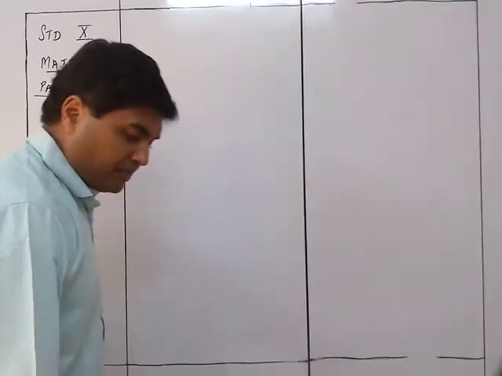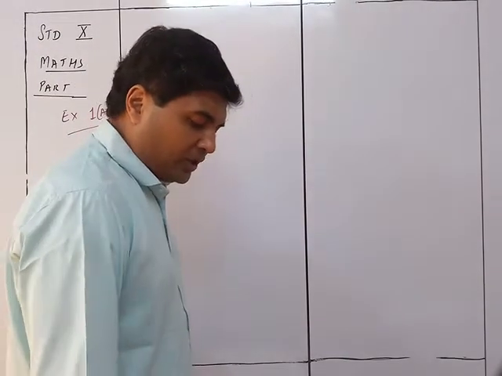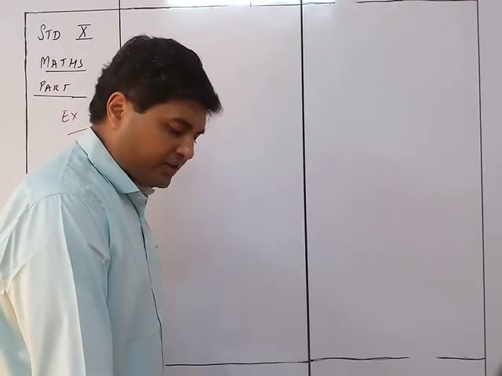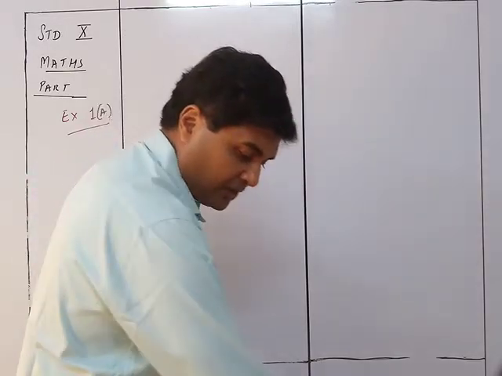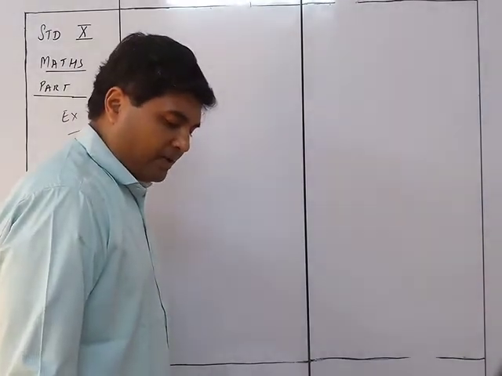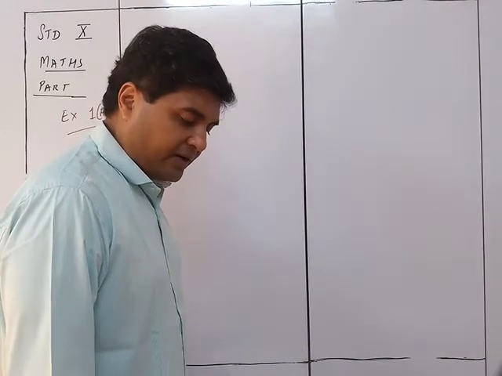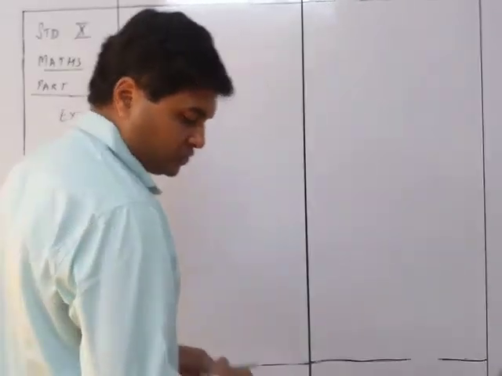Okay, now sum number 13. Mr. Pankaj took health insurance policy for his family and paid rupees 900 as SGST. Find the total annual premium paid by him for his policy with the rate of GST being 18%. So it is given to you.